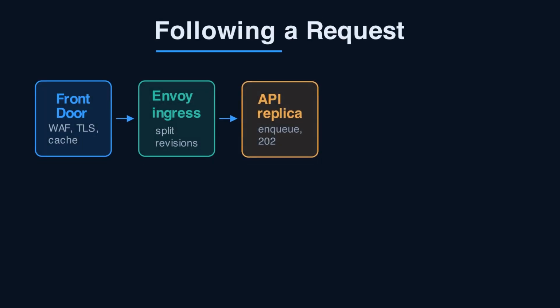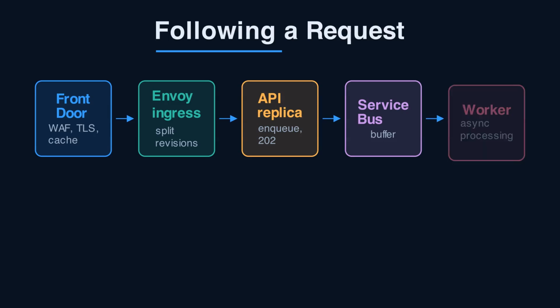The client calls a custom domain on Front Door, which gives you a global edge, web application firewall, and caching. Front Door forwards to the environment's ingress endpoint, which is an Envoy proxy that Container Apps manages for you. Envoy load balances across the running replicas of the API app and can do traffic splitting between revisions. So a blue-green or canary rollout is just a weight on two revisions.